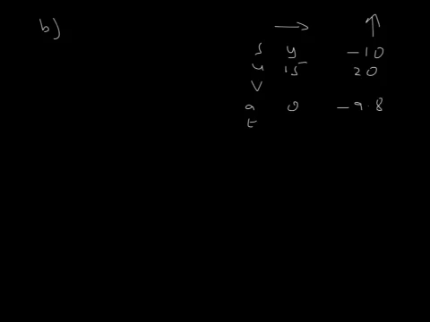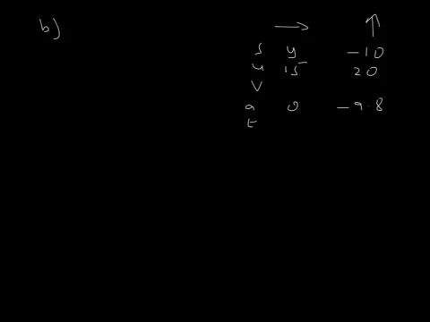Now let's look at part B. So we need to do a similar thing. SUVAT. We were trying to find out the horizontal distance. We know the vertical distance is minus 10. We had 25 cos alpha was 15 and 25 sine alpha was 20. That's 0 and minus 9.8.